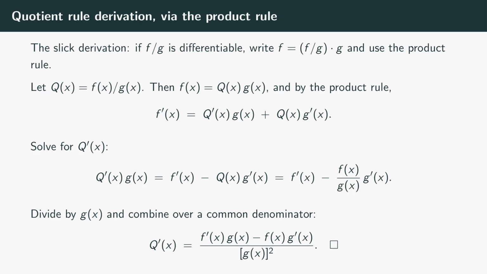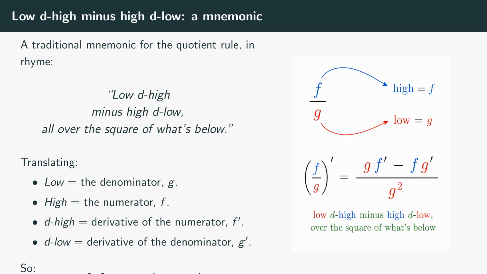Before we use the quotient rule on an example, let me give you the standard mnemonic. It rhymes, which is the point. Low d high minus high d low all over the square of what's below. Low is the denominator, what's on the bottom. High is the numerator, what's on top. D high is the derivative of the numerator. D low is the derivative of the denominator. So the formula reads, low times d high minus high times d low all over the square of what's below, meaning g squared. That gives you g times f prime minus f times g prime over g squared. Same answer as before in a different grouping.